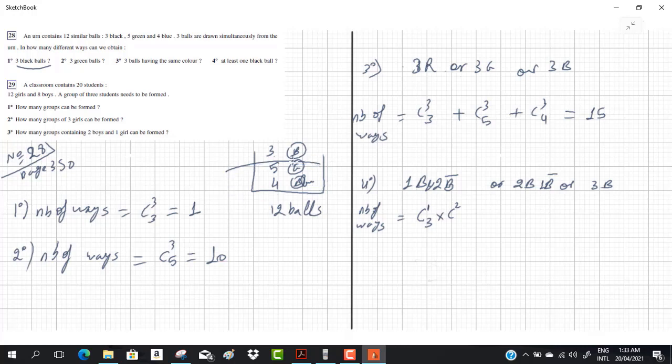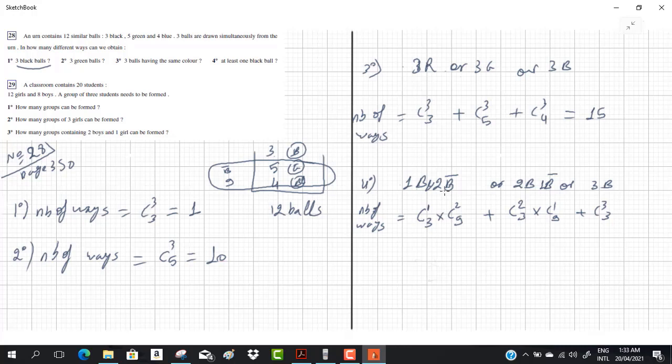The elements that are not black, the balls that are not black are 9. So the not black balls are 9. Okay. So times C2 out of 9, or, plus 2 black, C2 out of 3, and 1 not black, C1 out of 9, or C3 out of 3, and we can find the answer using the calculator. Okay, there is another way, but we can keep it till the next chapter, which is probability. It's going to be more clear than in the probability chapter.